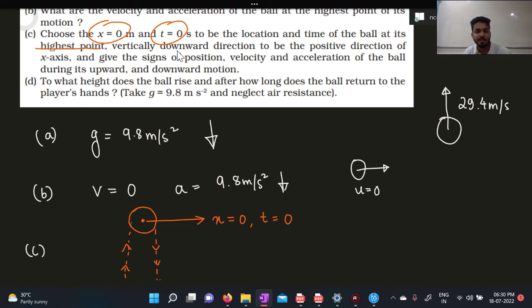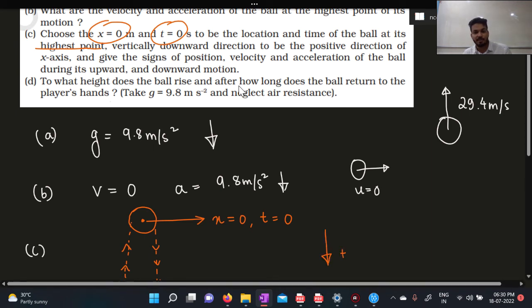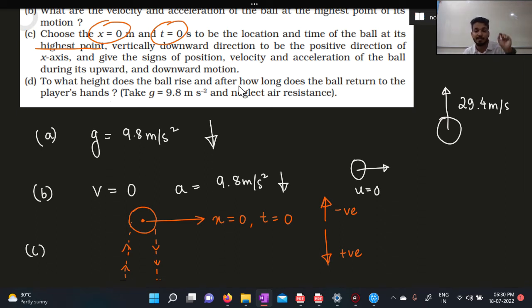So at this highest point, which is now considered the origin, is where the experiment is going to start. They have also mentioned one more thing: take downwards as positive and upwards as negative. This is what they have given here: vertically downward direction to be the positive direction of the x-axis. So any measurement done in the upward direction would be negative, and any vector pointing downwards will be a positive vector.